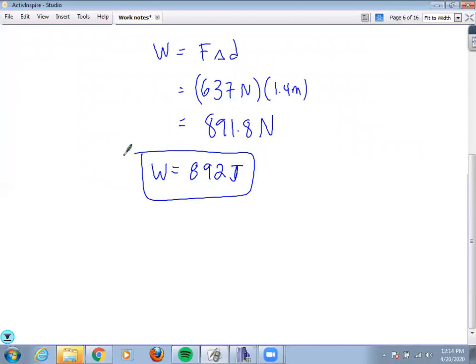Okay, so 3 basic level examples of exploring the work done by a force. Again, work equals force times displacement.